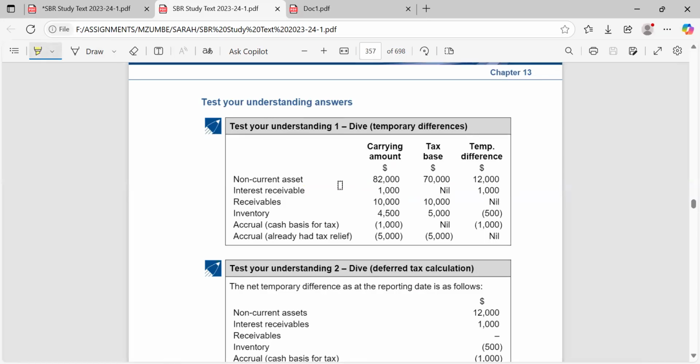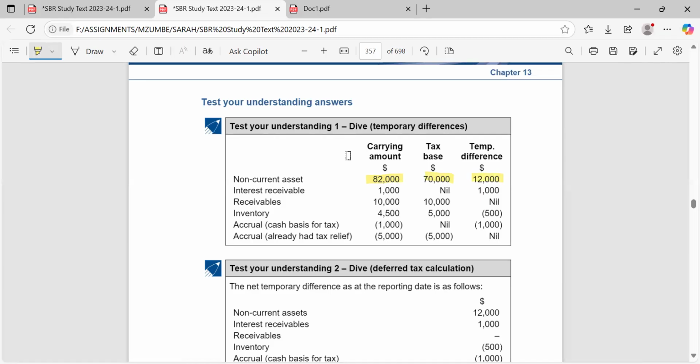Come and find that it has the worth of 82,000, while for tax base it's 70. Now, the temporary difference is the difference between these two, right? 82,000 minus 70, which gives you 12,000, right? Now, what does this mean?